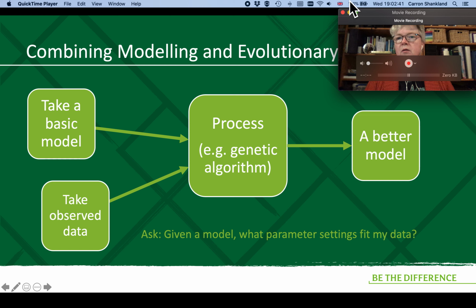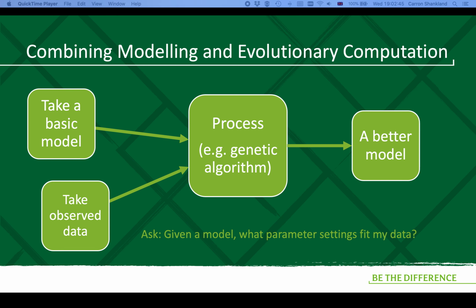is we combined modelling with evolutionary computation. So the idea is you take your basic model and observed data, you feed those into a process which is going to have, for example, a genetic algorithm in it. That will mush around for a while and hopefully produce us a better model. And in this case, what we're interested in is, given a particular model, what parameter settings fit my data.